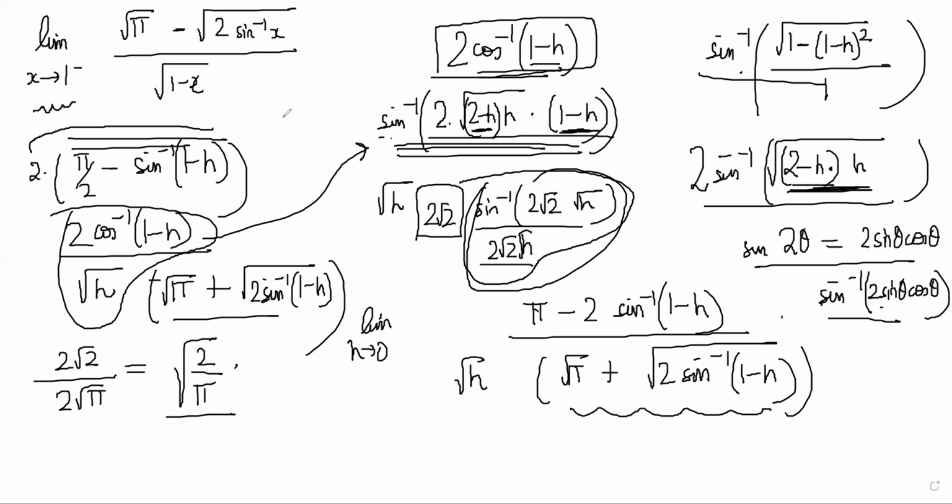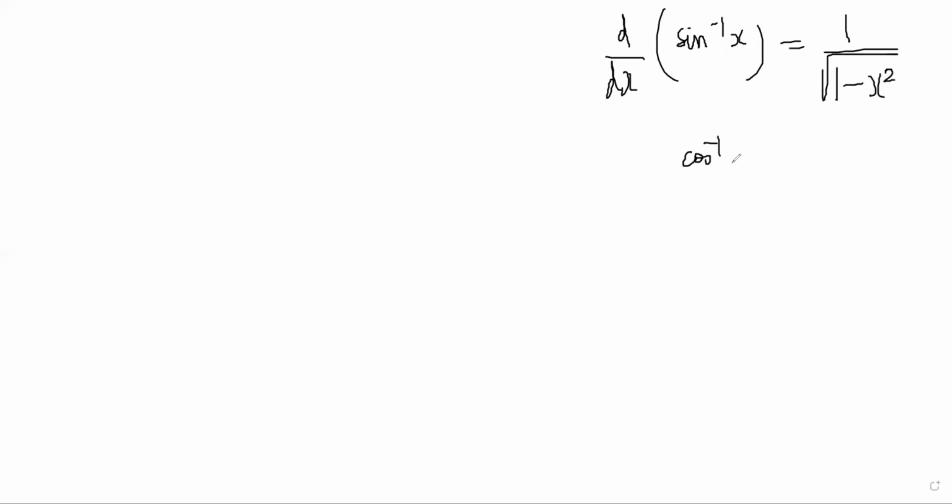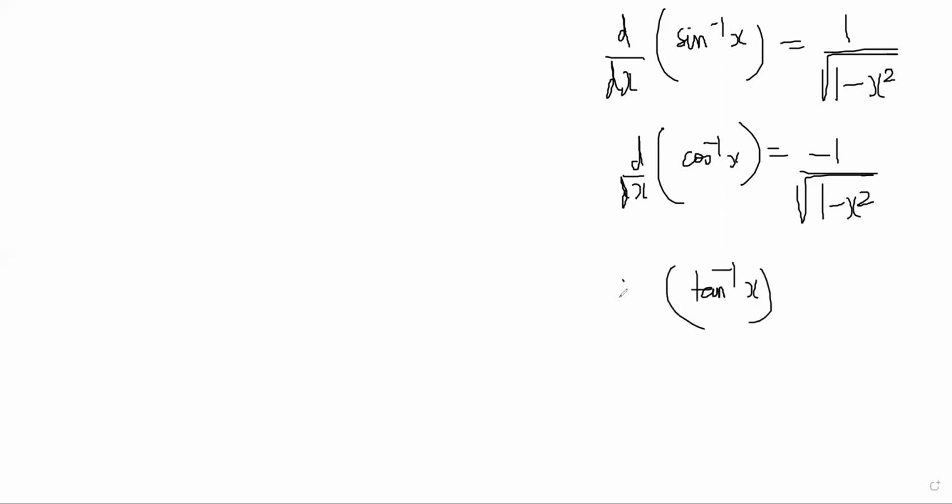But this is basically not going to be the fastest way. Best way would have been L'Hopital, I think. I didn't know the derivative. But you need to know it. We can calculate it by taking it equal to y. You need to know the sine inverse x, cos inverse x, tan inverse x derivatives. d by dx of sine inverse x is 1 by root over 1 minus x squared. For cos inverse x, d by dx is minus 1 by root over 1 minus x squared. And tan inverse x is 1 by 1 plus x squared.